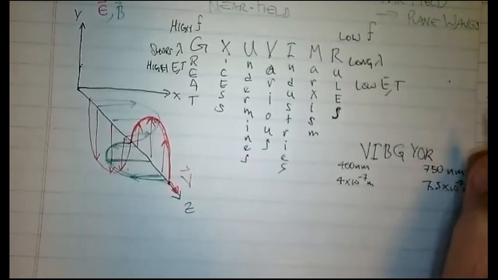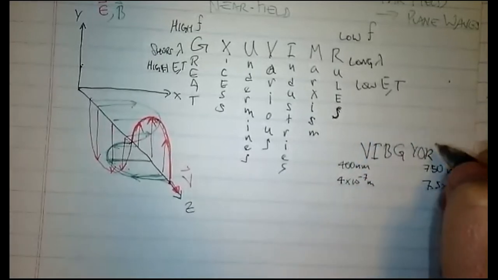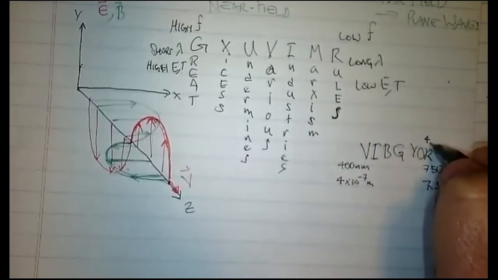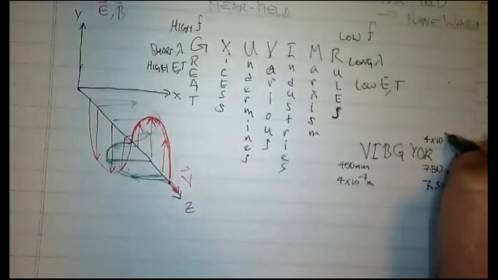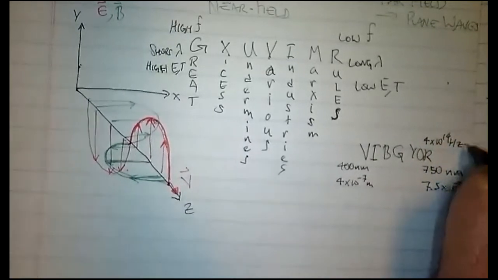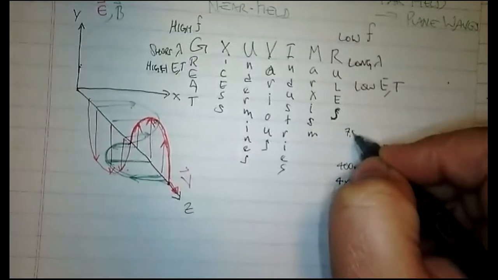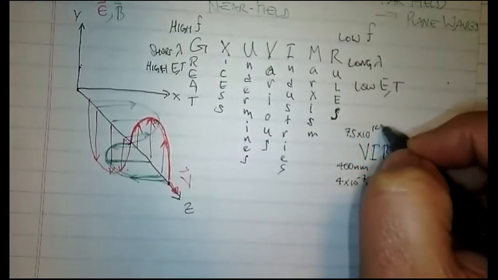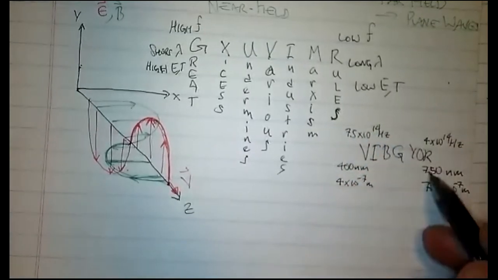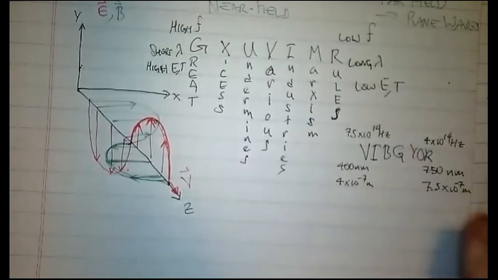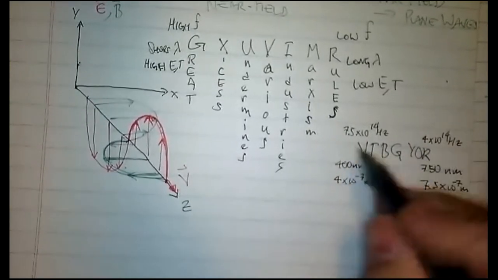And then lo and behold, what you find out is this right here is 4 times 10 to the 14th hertz. And this is 7.5 times 10 to the 14th hertz. So you just sort of switch the mantissa of them, and you'll get the other one's frequency versus wavelength. So that's the visible parts of the spectrum.